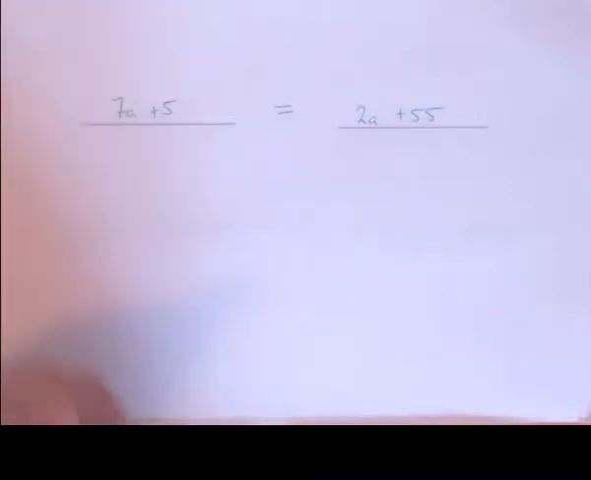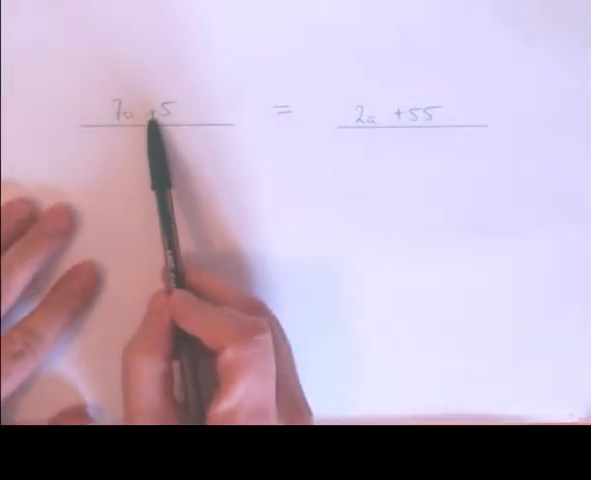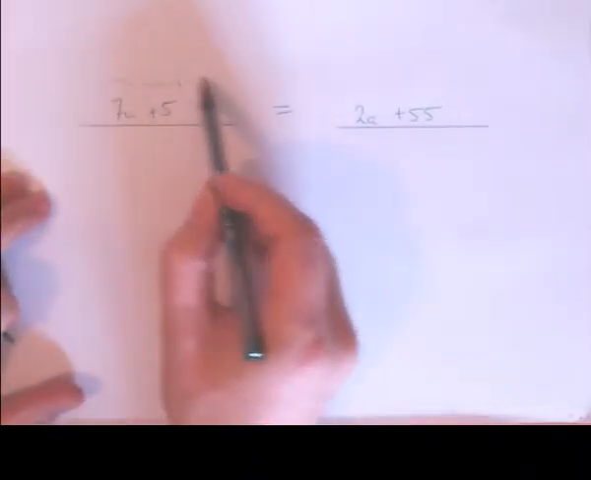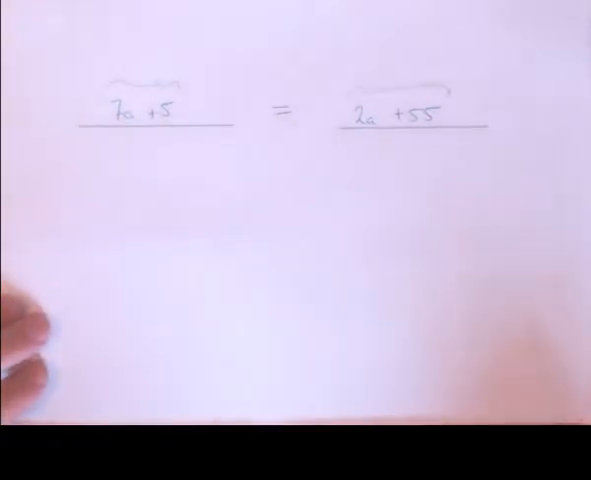So here we have some value a that we don't know, and we know that 7 times this value plus 5, whatever this total value is, is the same value as 2 times a plus 55. So we know that these two things have equal value. And what we want to do at the end is figure out what the value a is. At the moment, we're going to do that through the idea of a balance.